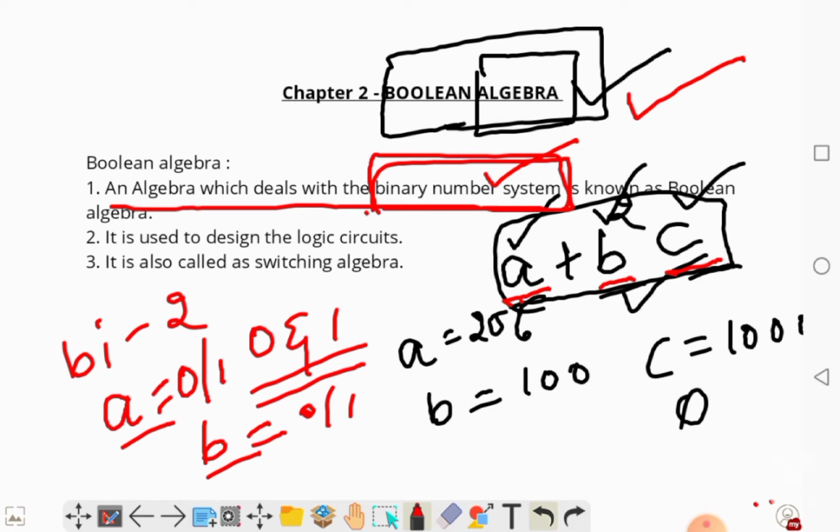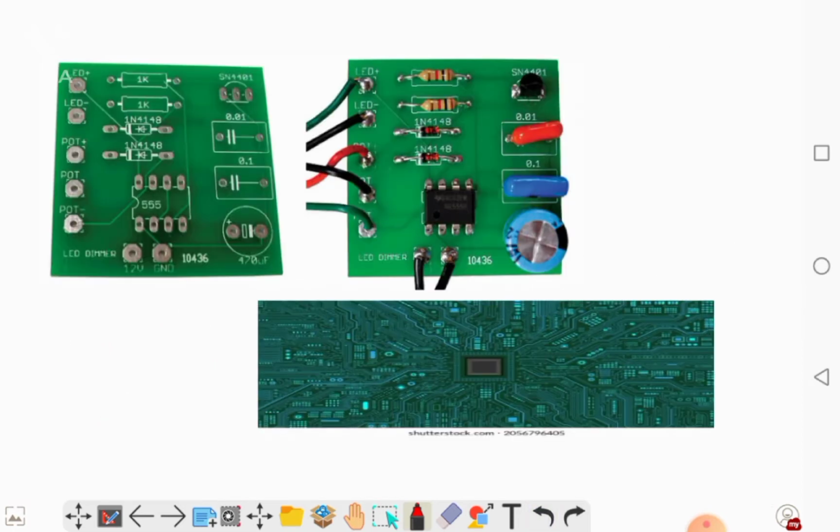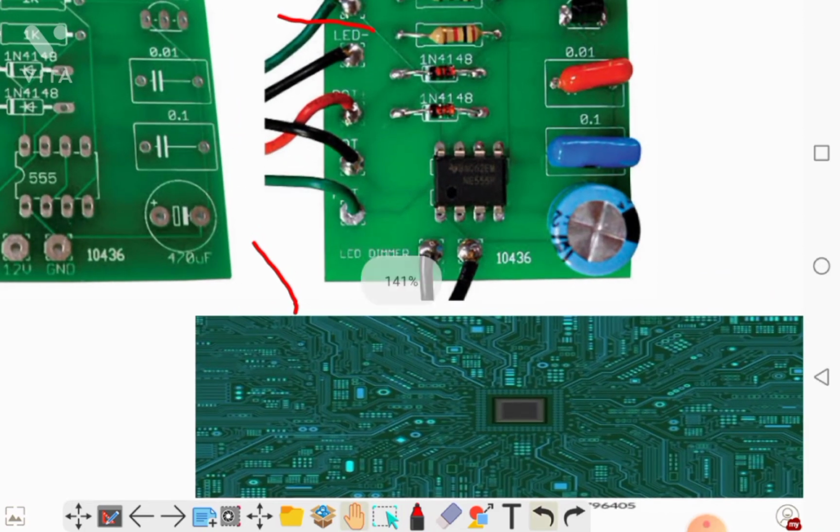Now we are learning the Boolean algebra. Why are we learning the Boolean algebra? It is used to design the logic circuits. What do you mean by logic circuits? Have you seen the PCB board, that green color board? I'll just show you here. See, this is the PCB board or the green color board.